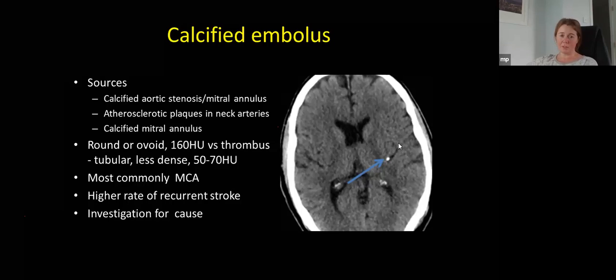As I say, it's most commonly MCA, and they do have a higher rate of recurrent stroke, and you would want to go on to investigate the possible proximal cardioembolic sources of these emboli.